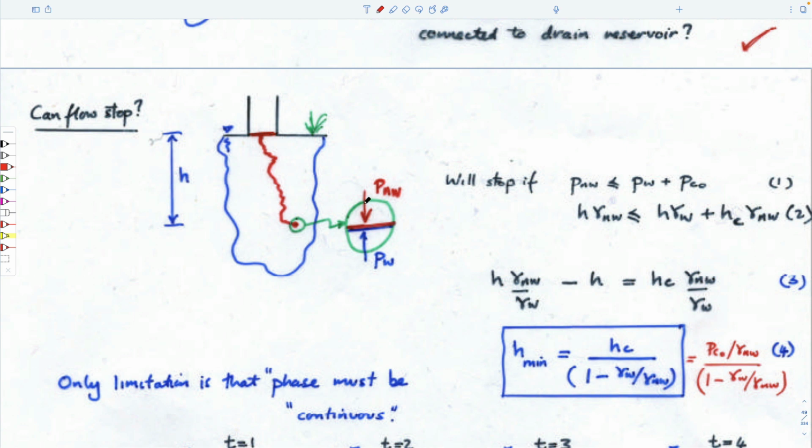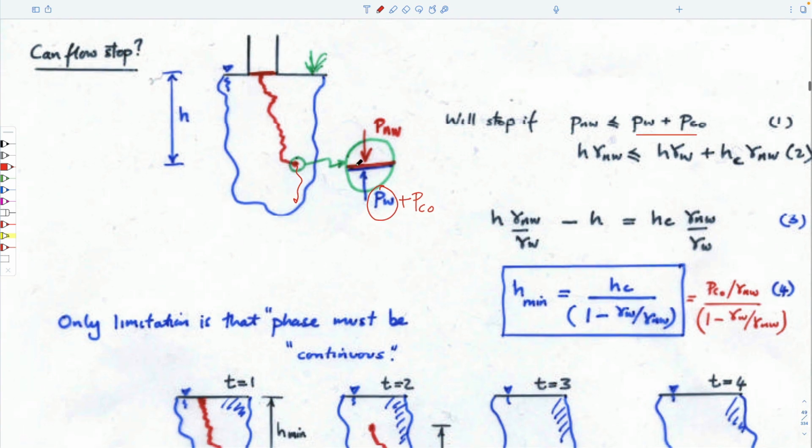And so the pressure acting on the upper part is going to be equal to the pressure acting downwards plus the entry pressure that it has to overcome. So if this pressure that's acting is greater than this pressure plus PC0, which is what this is, then there's no reason that this interface here can't keep on going. And so if we write this expression in terms of the heights of fluid, the height of fluid that causes this pressure is going to be this height off to the side, the total vertical height of this.